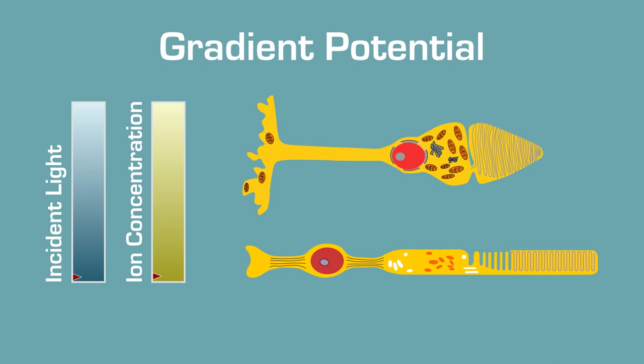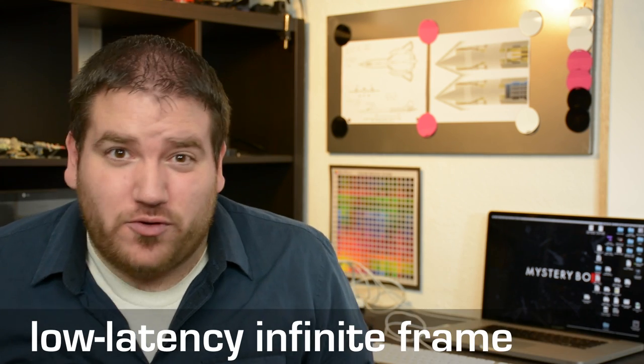Both cones and rods communicate with the other nerve cells through what's called a gradient potential. Changes in light striking the outer segment cause the cell to either absorb or release sodium or potassium, keeping the ion concentration at its synapse roughly identical to the amount of light hitting the cell. In other words, the cones and rods see the world continuously in what can be described as a low latency, infinite frame rate. But this gradient isn't transmitted directly to the brain.